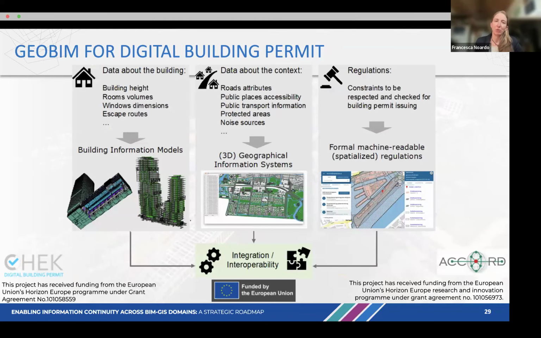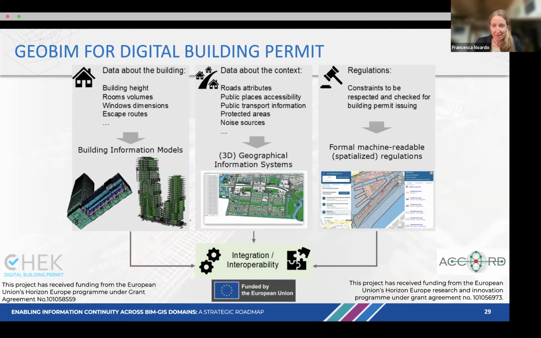So this is all the information which is needed for digitalizing building permits, so in building permit in general. We need a lot of information about the new building and construction. We need the data about the context and the city, and then we need the regulations, of course. So we need to manage all this information together. We need to pick the relevant data from the relevant sources. And for this, we need, of course, interoperability, especially for being able to use different kinds of tools where relevant and for each application within a digital building permit as needed.